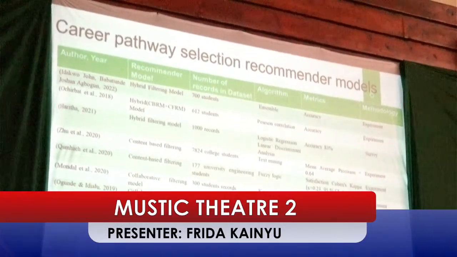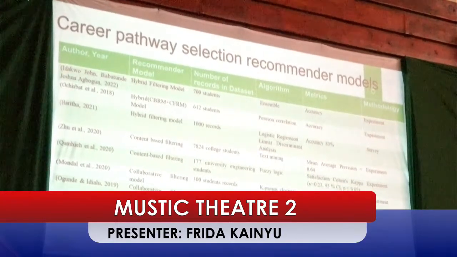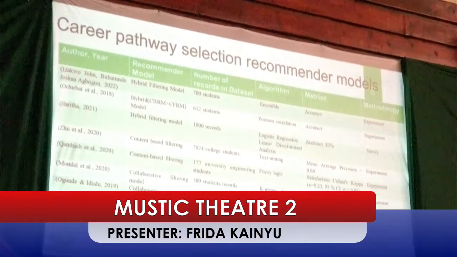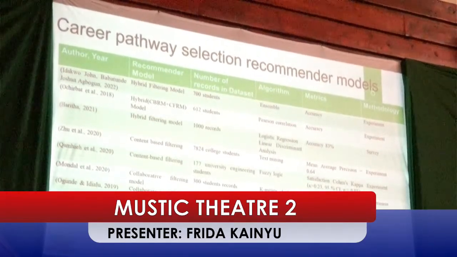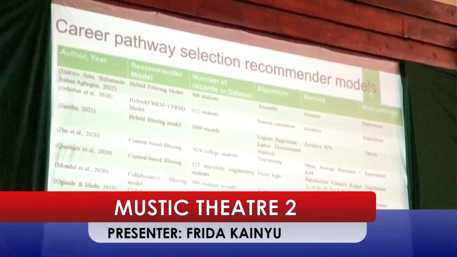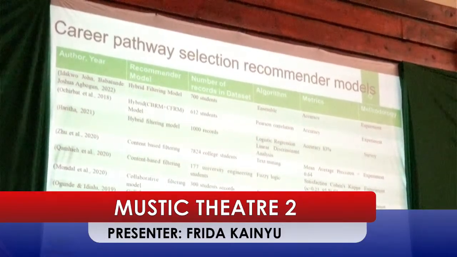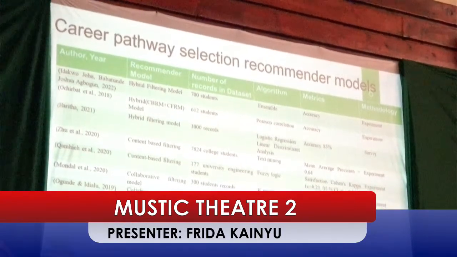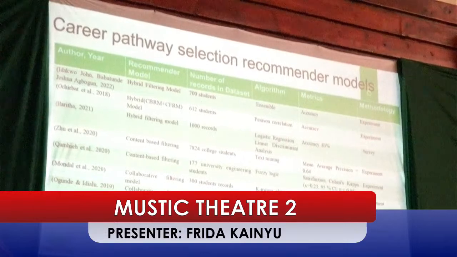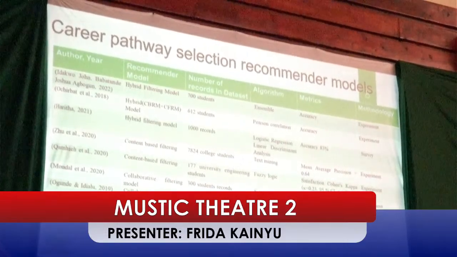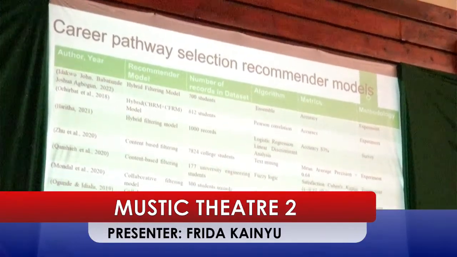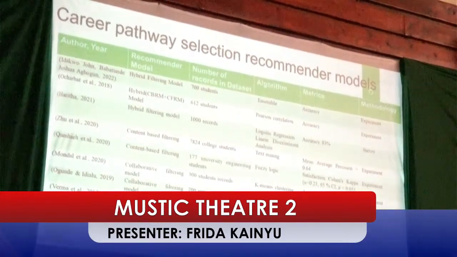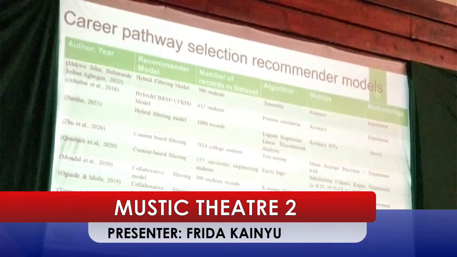And this is literature of some of the research that has been done, depending on the recommender model, the various metrics they have used, the algorithms, the methodology, plus the number of records used in the data set. So for recommenders, there is hybrid. We have others that have come up with hybrid filtering models, those that have come up with content-based filtering models, and the collaborative and knowledge-based. The differences are in terms of the metrics, the algorithm, and also the methodology.